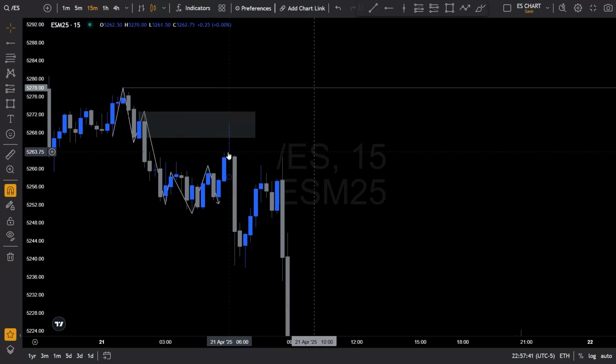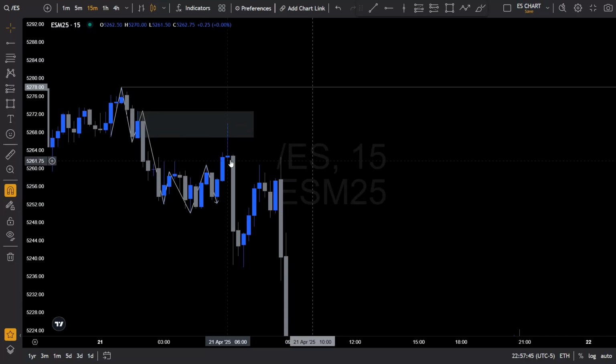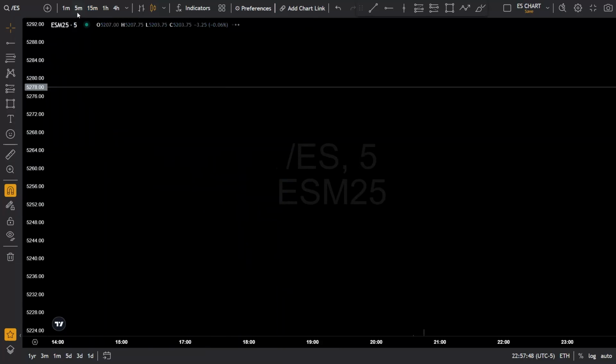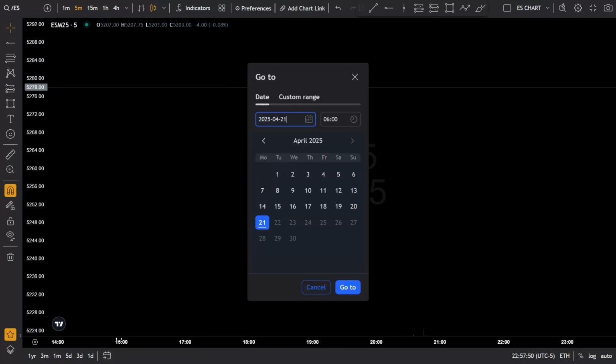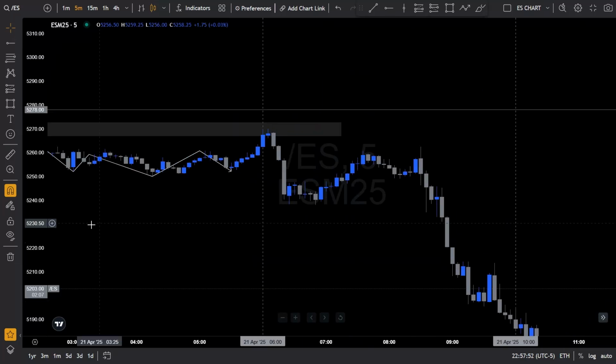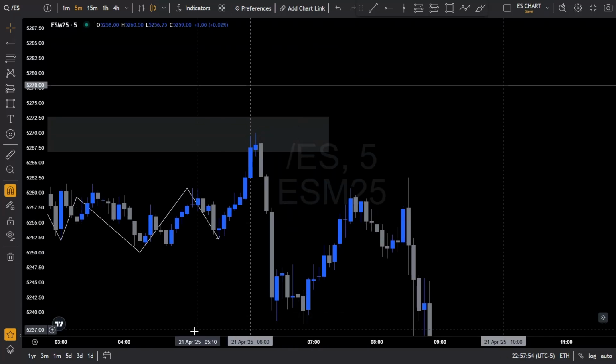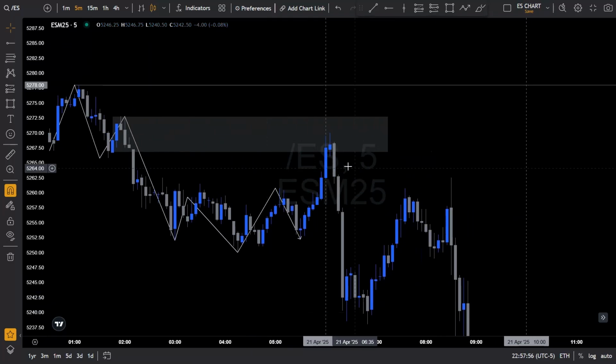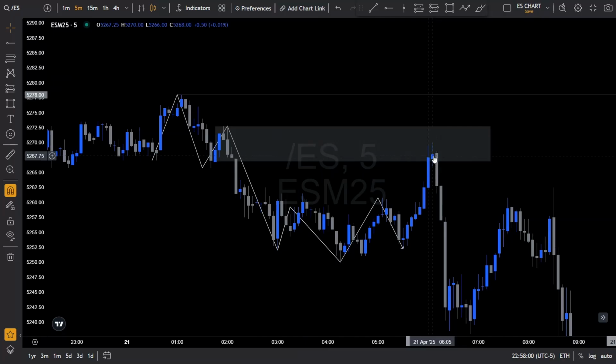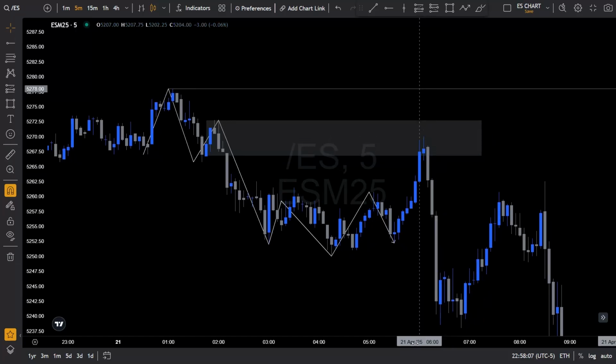And so you can see right at 6 a.m. we did tap into that zone. So what I do next is I drop down to the 5 minute time frame. Right at 6:05, we had this last push up before the next candle at 6:10 came and broke structure.